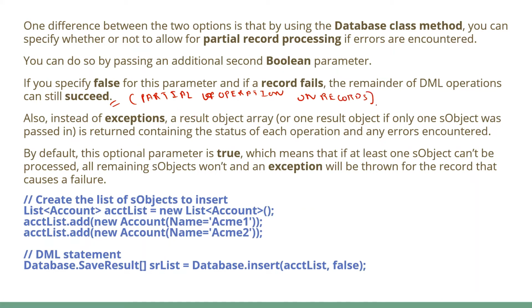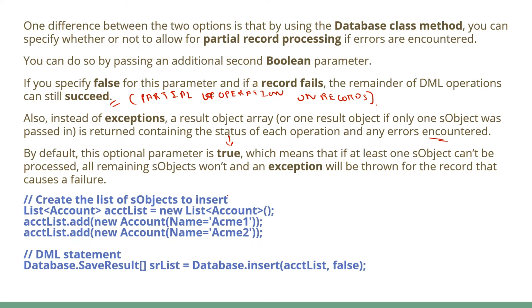Also, instead of exceptions, a result object array is returned containing the status of each operation and any errors encountered. By default, this optional parameter is true, which means it will go for inserting all the records or none of the records, like the DML statements. That means if at least one sObject can't be processed, all remaining sObjects won't, and an exception will be thrown for the record that causes a failure.